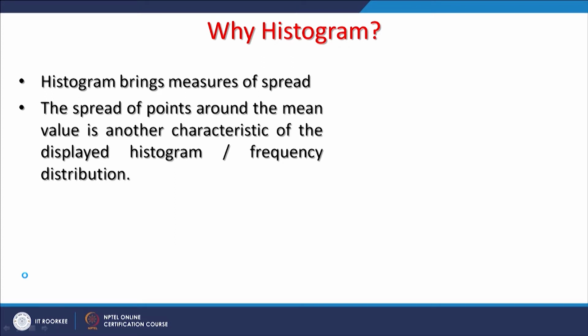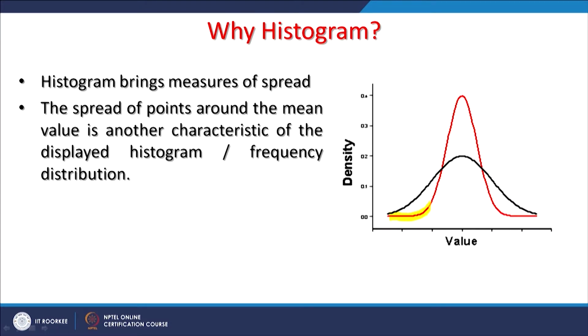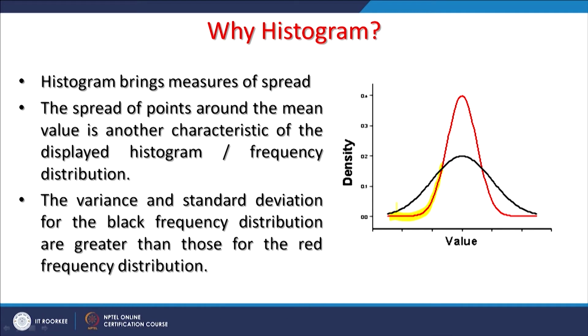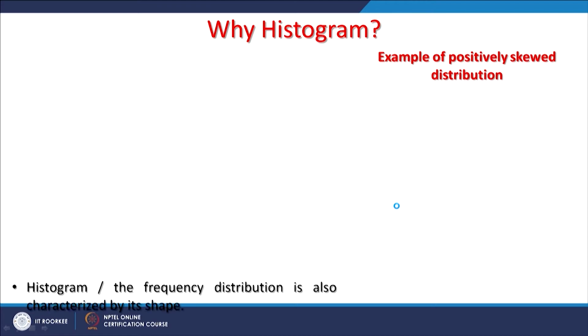As you can see, the red curve is showing less distribution around the mean, whereas the white curve is showing more distribution around the mean. And the variance and standard deviation for the black frequency distribution, as you can see, is greater than those of the red frequency distribution.